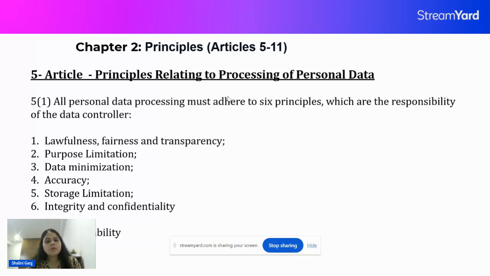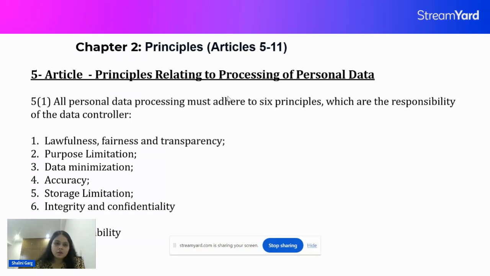Means it should be known by the controller and by the data subject both. We shall not hide anything from the data subject, otherwise we'll incur a penalty in our company. Okay. And it shall also be processed in a transparent manner. Number two is purpose limitation.